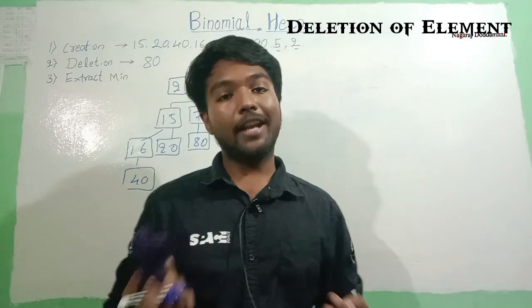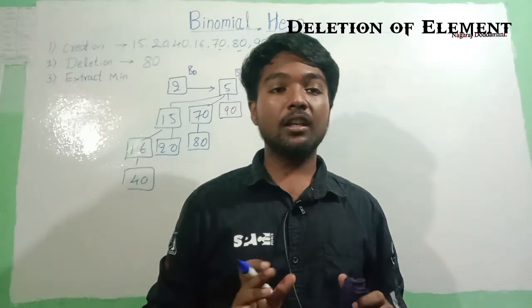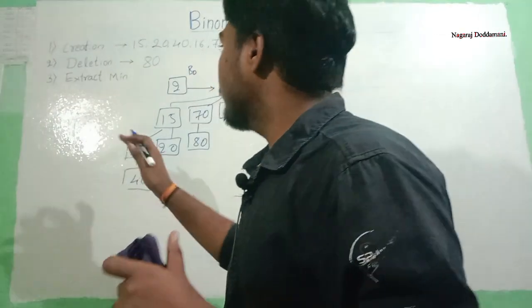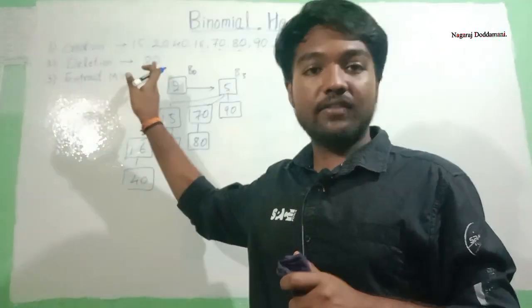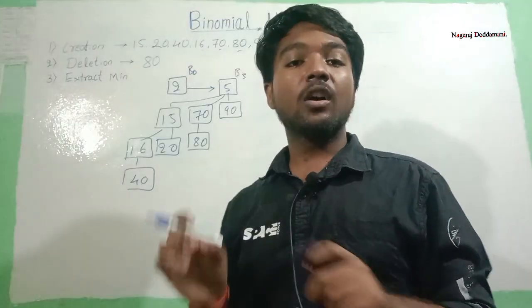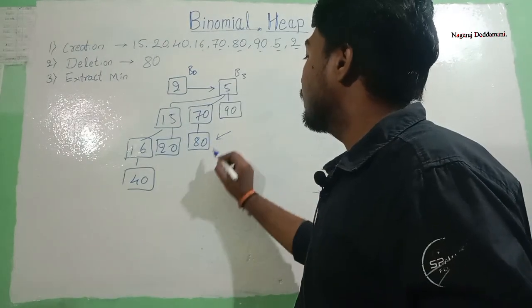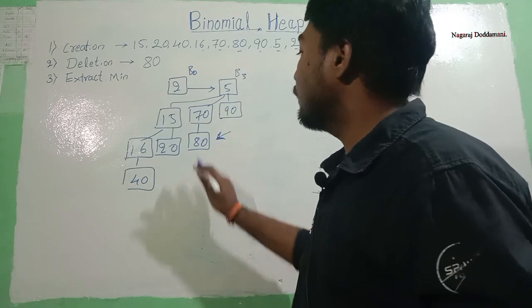So moving to the next topic, which is deletion of a particular value. Okay, so in this case we have taken 80 as the value to be deleted. So we need to track where the 80 is. Here we have the 80 value in this node.